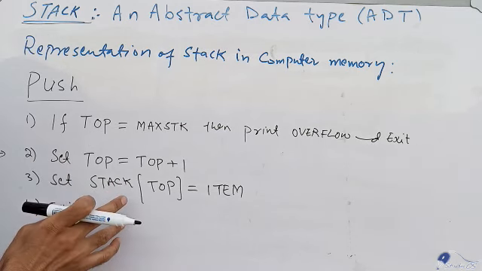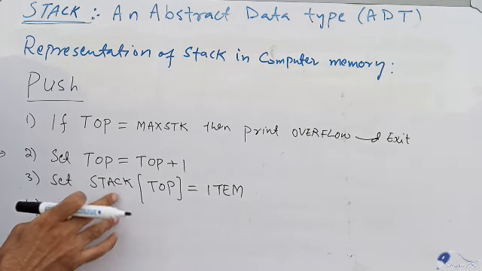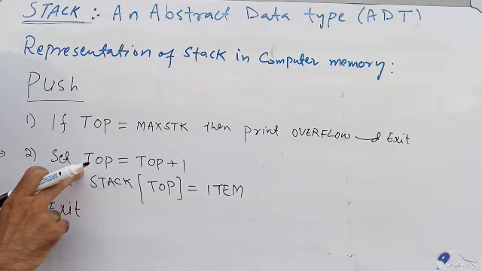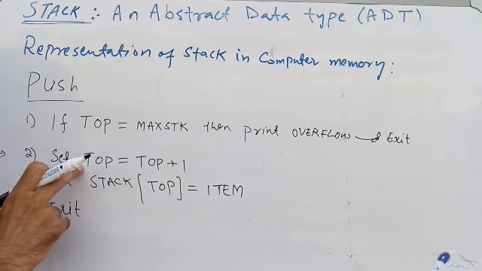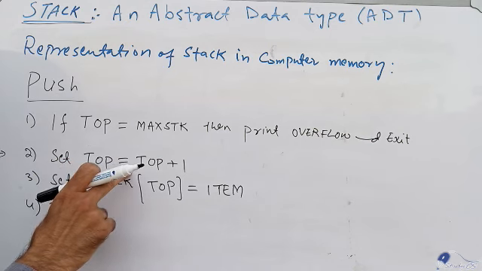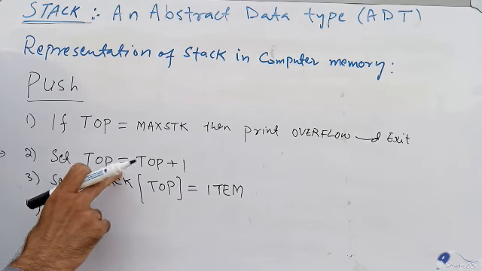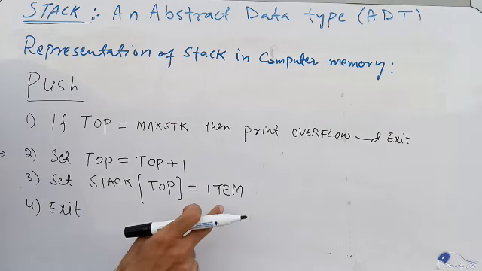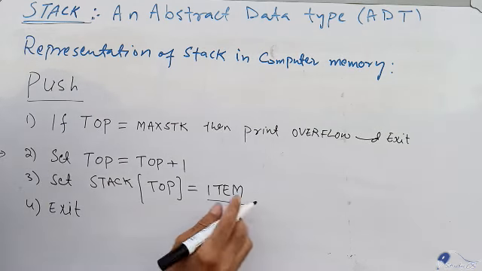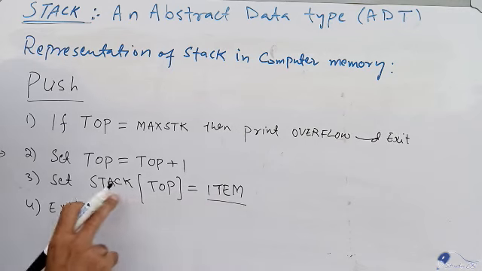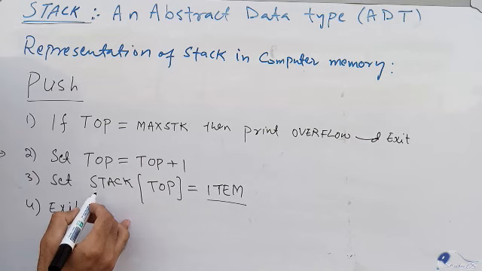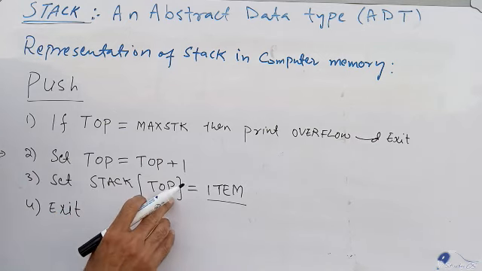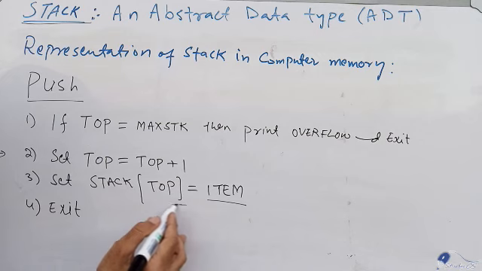Before adding the item to the stack, first we need to update the top element. We need to shift the top to the free space, which we can achieve by the statement top is equal to top plus 1. And after this statement we will put the item which we want to insert to the stack at the top index of the stack. As we are representing our stack through an array, this syntax is used for an array.